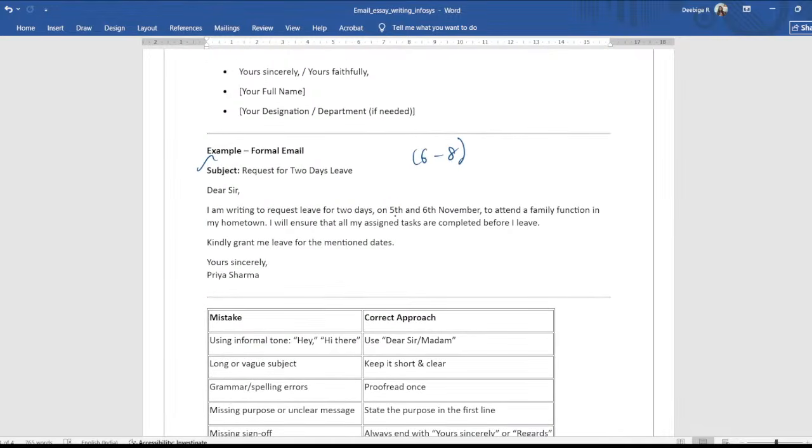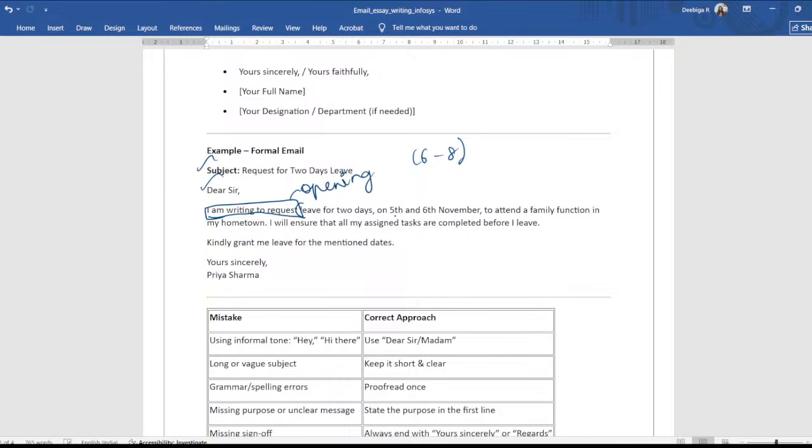So here, since we are applying for leave, you can just say request for 2 days leave. Or if you're apologizing for something, apologizing for the delay in submission, something that is short, something that lets the recipient know what you're talking about. And then greetings, dear sir or madam, or name. And then this is the opening line. I'm writing to request. This is the opening line.